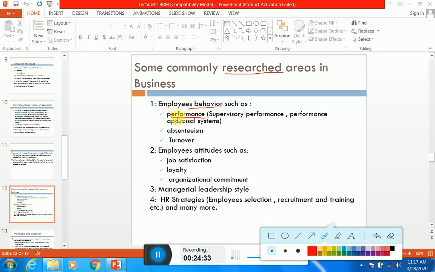Now performance, how can research be done in the performance? Simply it can be supervisory performance. A supervisor is doing performance well or not. A performance appraisal system is accurate or not. Either this appraisal system of performance contains some errors or not, like for example leniency in the performance, halo effect in the performance, etc. After that we have absenteeism.